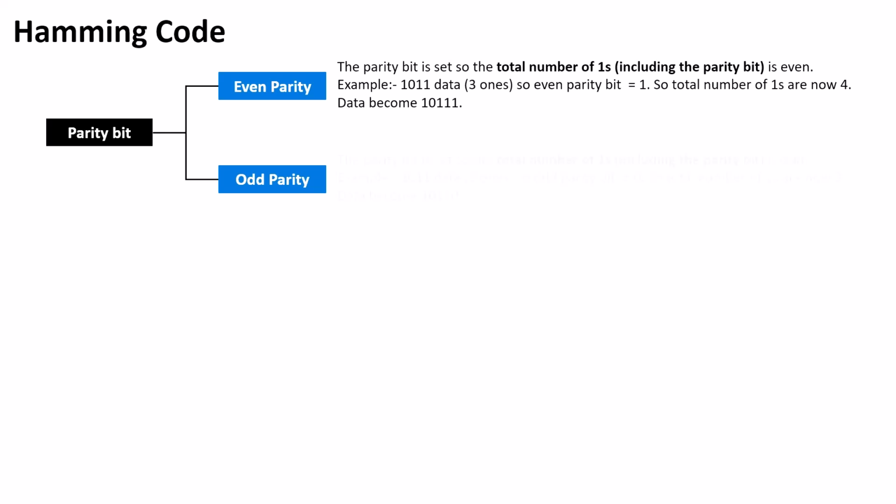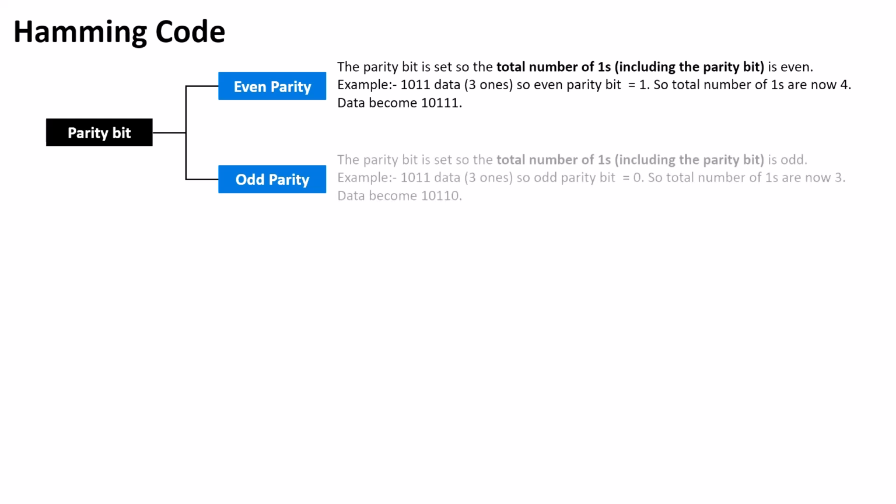Odd parity bit: the parity bit is set so the total number of ones, including the parity bit, is odd. Example: data 1011 has 3 ones, so the odd parity bit is 0. So the total number of ones is now 3.